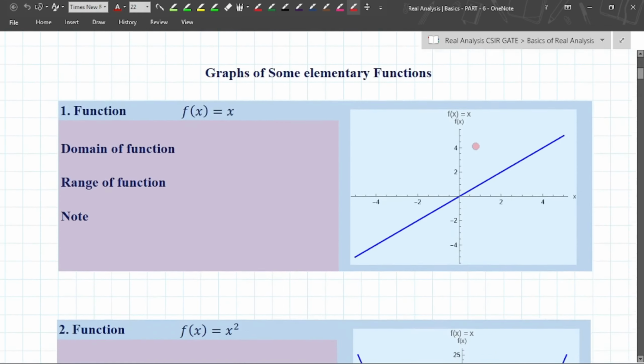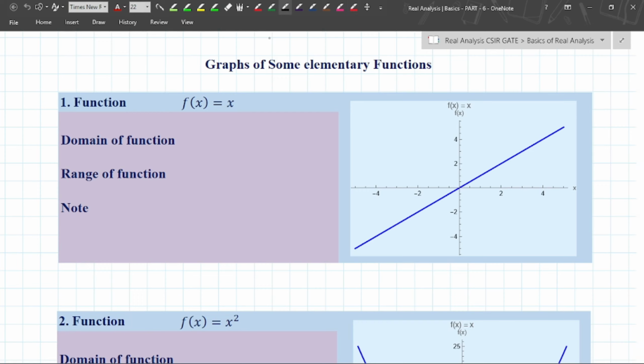Now let's start the topic. First of all, we will explain some categories of function, basically some elementary functions. Then we'll discuss different kinds of functions like trigonometric functions. We also discuss some important functions. There are some types of rational and irrational functions, and some piecewise continuous functions. All the functions we'll see one by one.